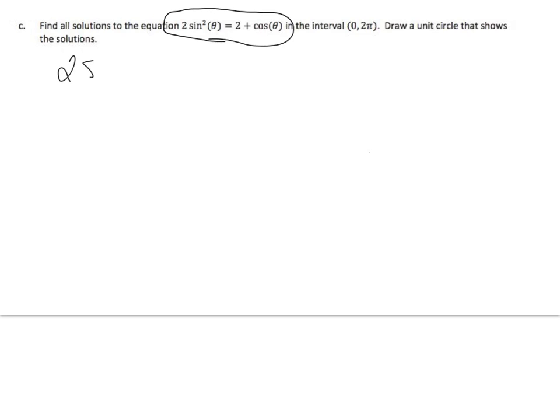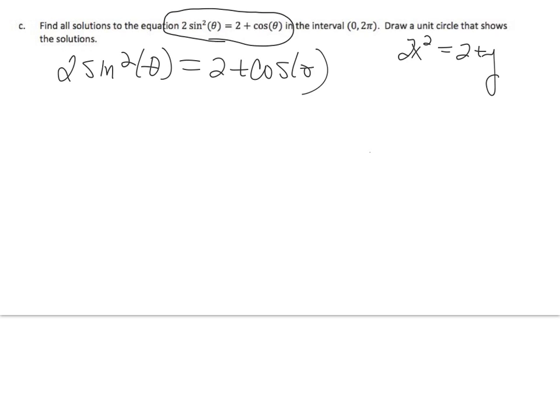I have 2 sine squared theta equals 2 plus cosine theta. I'm going to change this sine squared theta to be in terms of cosine so that I have all the same. Because you remember the example I gave you, which was like 2x squared equals 2 plus y. I had x's and y's. It's not good to have x's and y's. You want all x's or all y's, not both. So let's change this into a cosine.